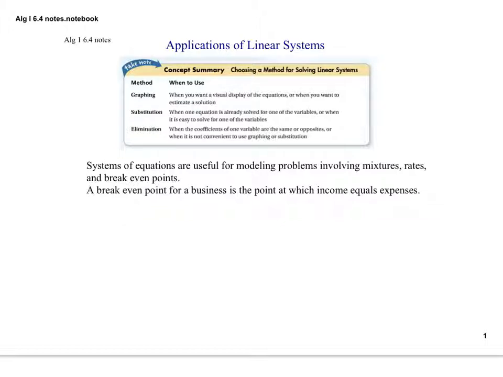Systems of equations are useful for modeling problems involving several different things such as mixtures, rates, and break-even points. And break-even points in business is going to be when the income equals the expenses. So we're going to take a look at some real-world applications on how to solve systems of equations.